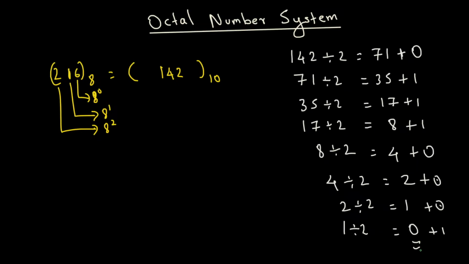Once we get 0, we stop right there, and then we read from bottom to top. So the equivalent of this one in binary is 10001110, and that's our final answer.